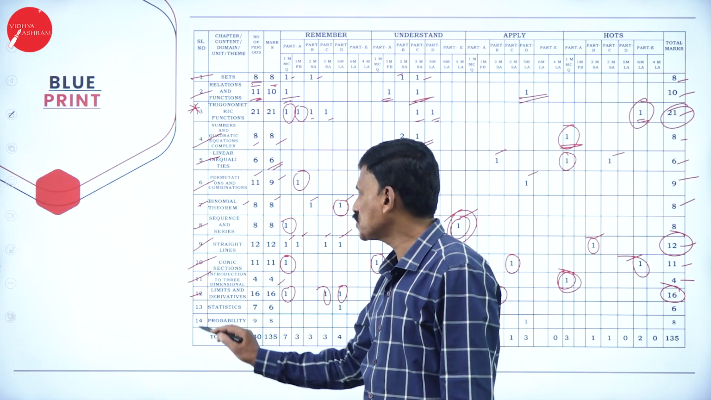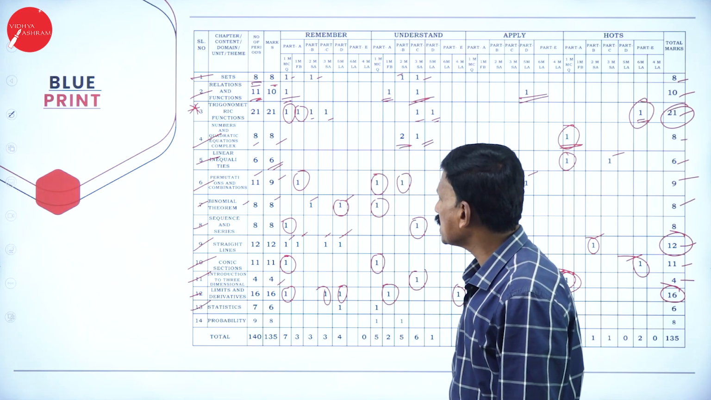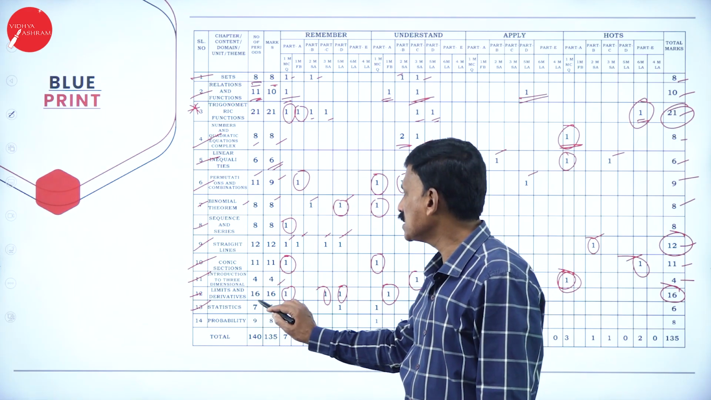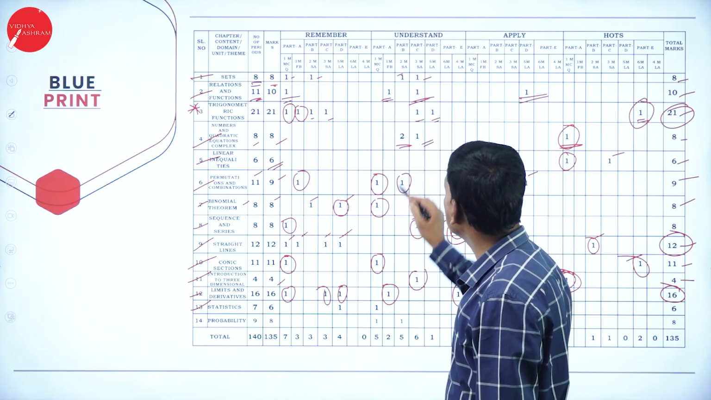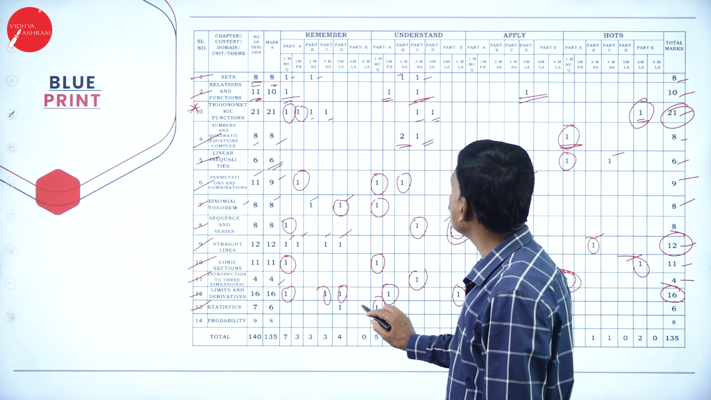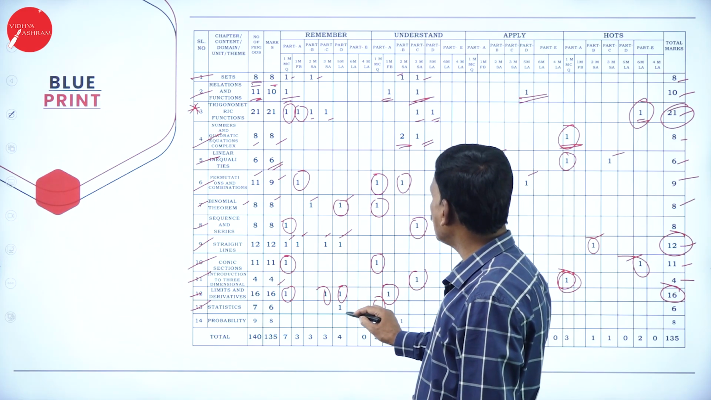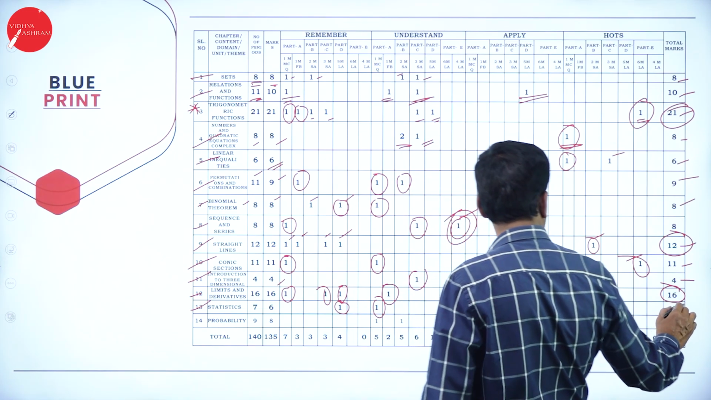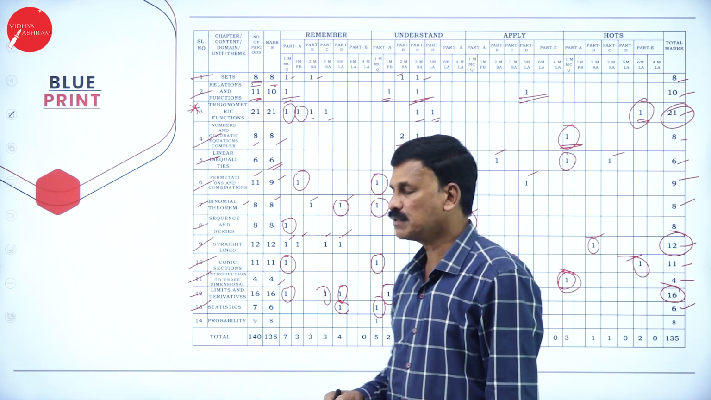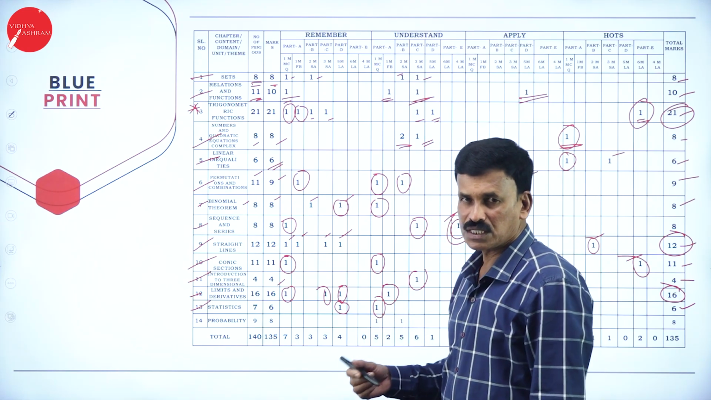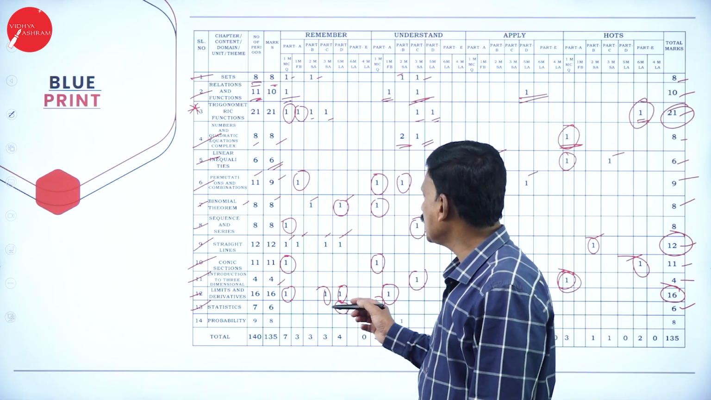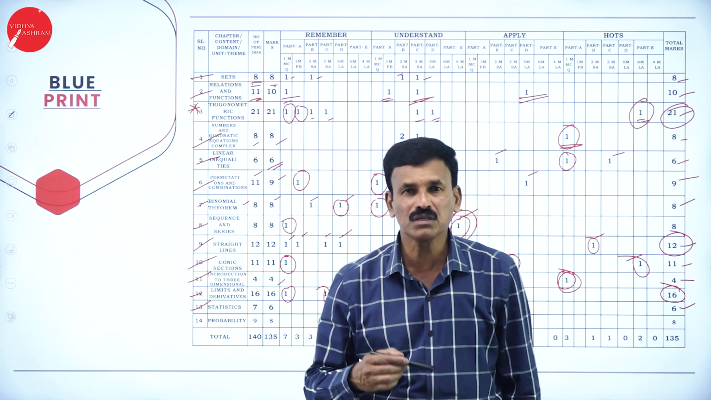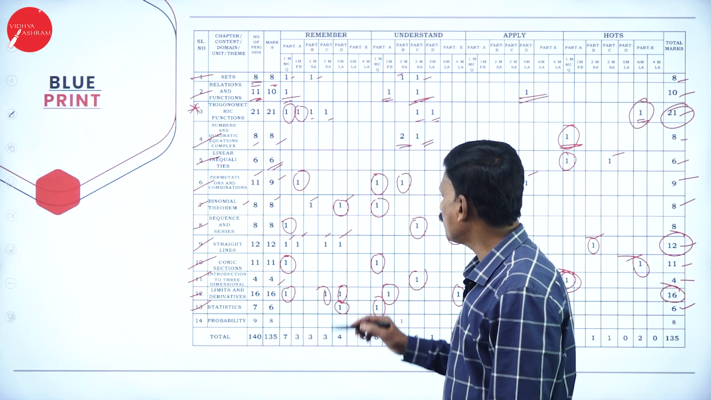And the next chapter is statistics. For statistics, the total marks is 6 and the number of teaching hours is 7. So, usually you will get one MCQ in understanding and one 5-marker question in remembrance. So, totally 5 plus 1 is 6 marks for statistics. So, finding the mean or median, that is one MCQ question, and finding the standard deviation about the mean or median, for that you will get one 5-mark question.